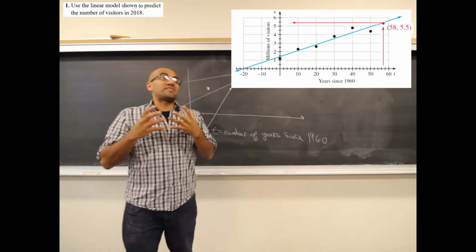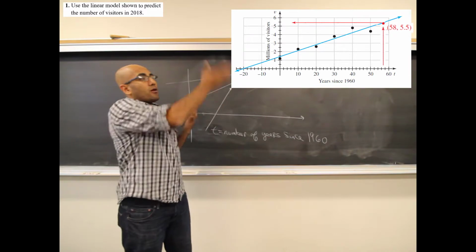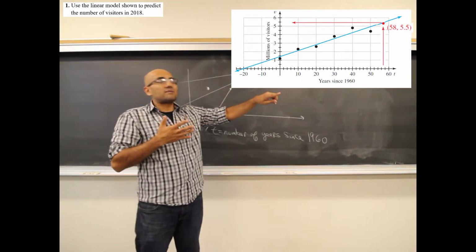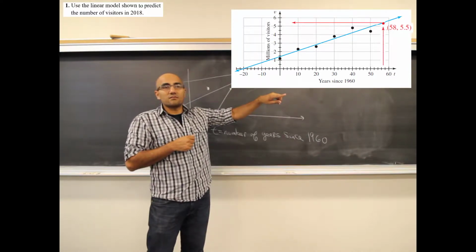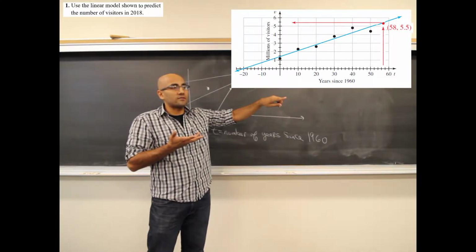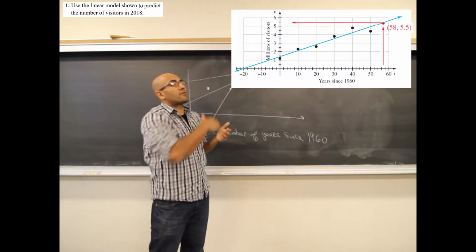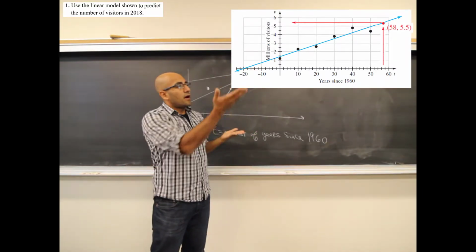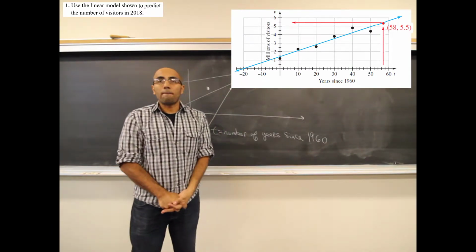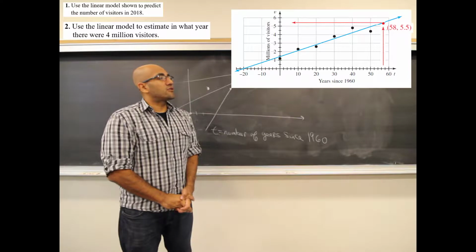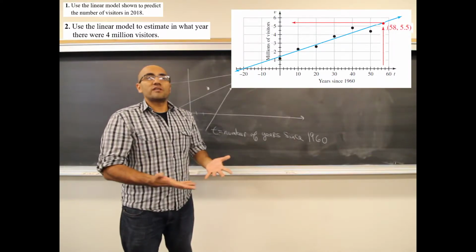That's not a very precise guess because we just eyeballed this, but I'm pretty sure it's a pretty good guess. I know it's probably not going to be 1 million visitors. It's not going to be 2 million visitors. It's not going to be 50 million visitors. It's going to be somewhere in the neighborhood of 5.5 million according to this model. Good? Questions?